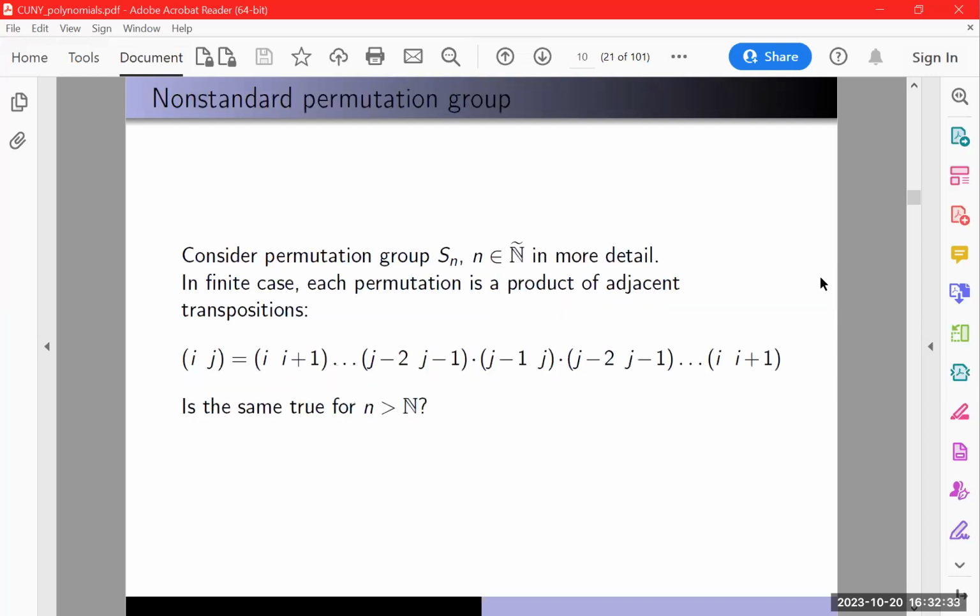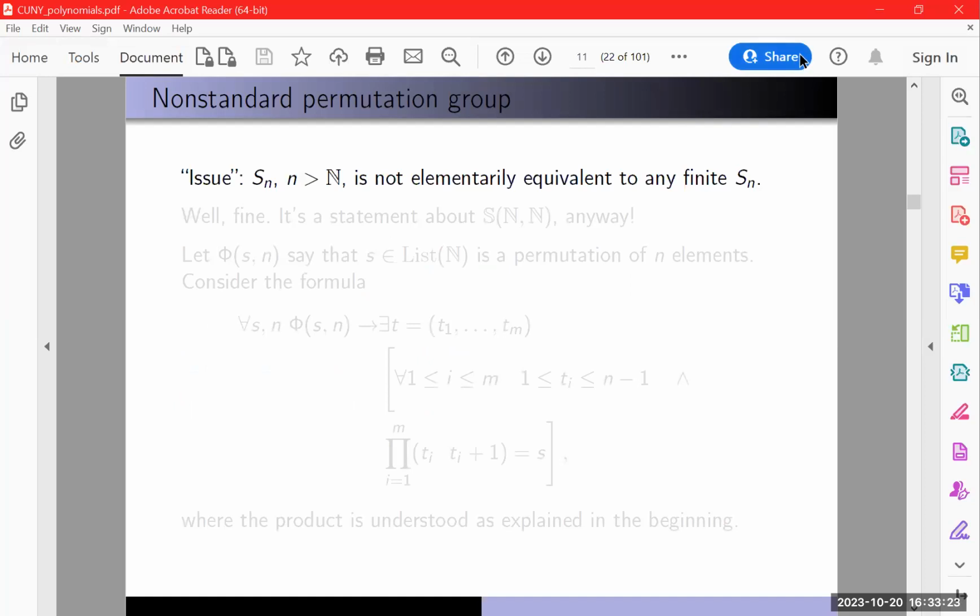A slightly more involved example is going to be about the permutation group Sn. I'm not giving it because I'm particularly interested in the permutation group right now, but because I hope it transparently illustrates the idea that I'm going to use several times today. In the usual finite group Sn, there is this well-known statement that every permutation is a product of adjacent transpositions. For example, here I wrote an expression of an arbitrary transposition as a product of adjacent ones. So let's ask: is the same statement true in the case of the non-standard permutation group?